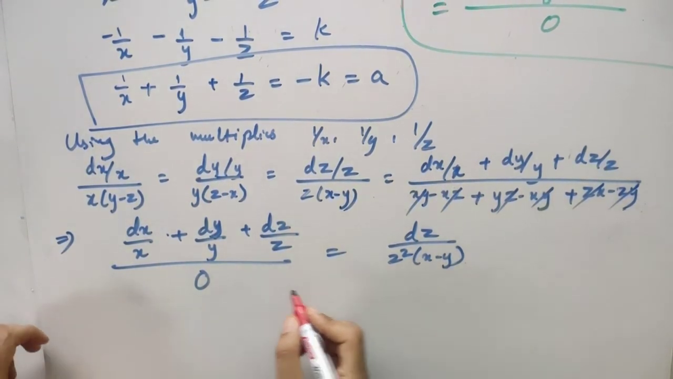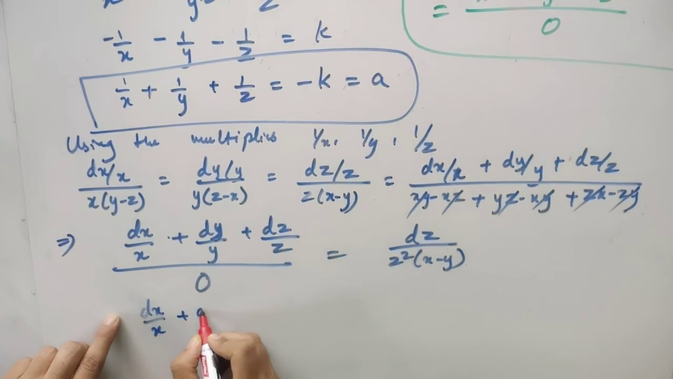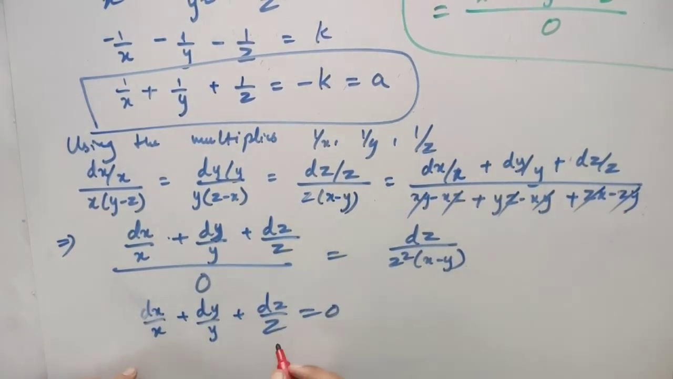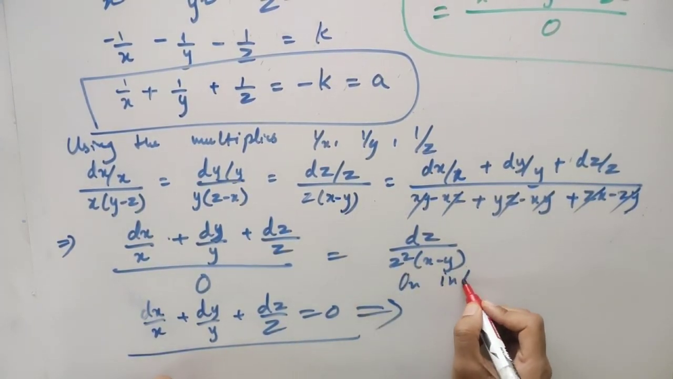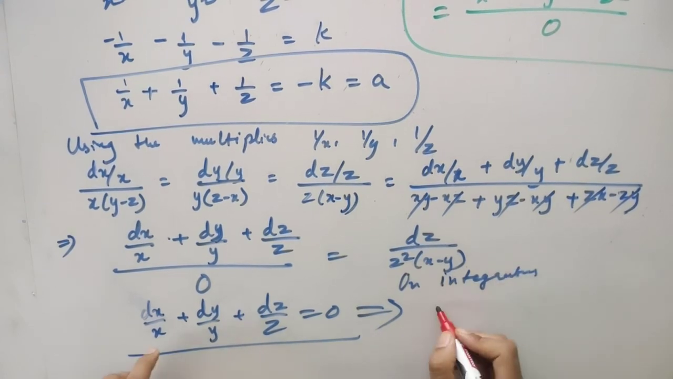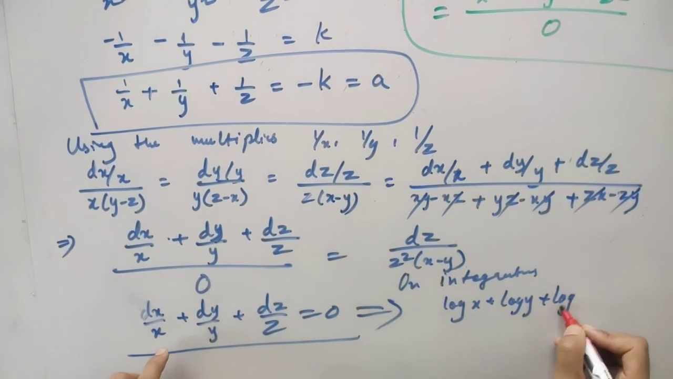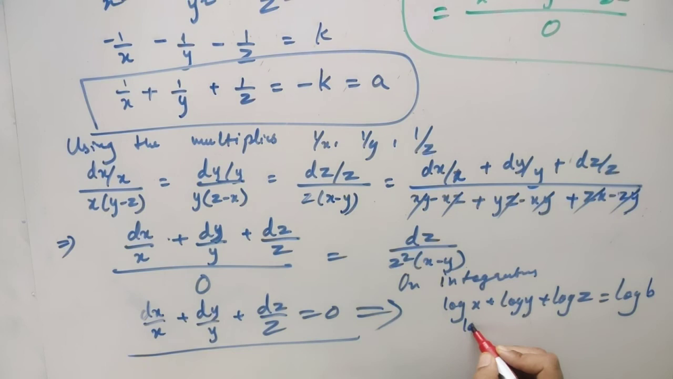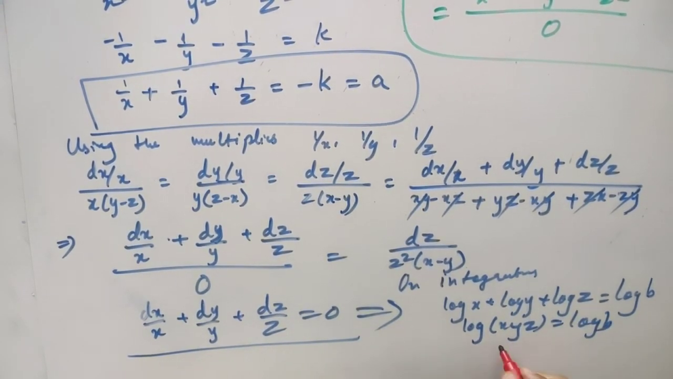So here you see, if you take this 0 to the right hand side, you have dx by x plus dy by y plus dz by z is equal to 0. On integrating, what do you get? Log x plus log y plus log z is equal to log of some constant b, or log of xyz is equal to log b, or xyz is equal to b.